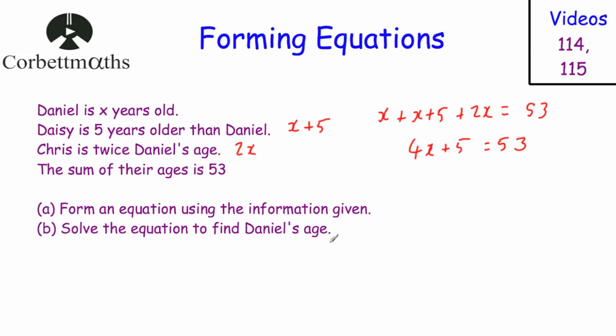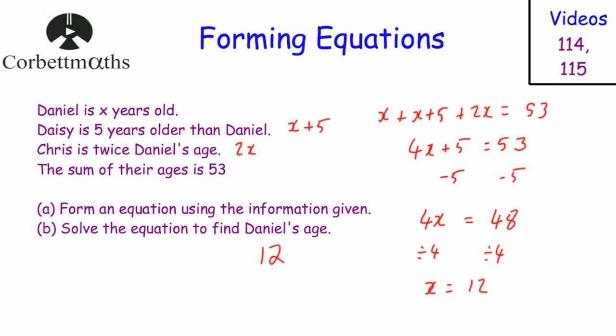And part B says solve the equation to find Daniel's age. So we're going to solve this equation. So let's then get rid of this plus 5 by take away 5 and take away 5. So we'll leave us on the left-hand side with 4x, because we took away 5 to get rid of the plus 5. On the right-hand side of the equation, we had 53 take away 5 is equal to 48. Now we've got 4 times x is equal to 48. Well, we don't want this multiplied by 4, so let's divide by 4 and divide by 4. So 4x divided by 4 is just x. And on the right-hand side, we had 48 divided by 4, that's equal to 12. So Daniel was x years old, so we know that x is equal to 12, so Daniel is 12.